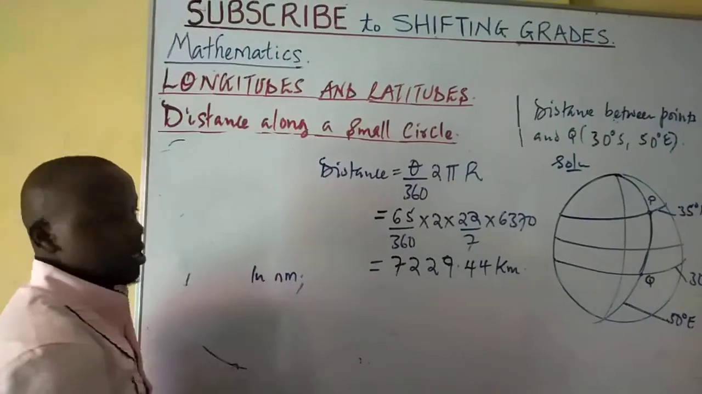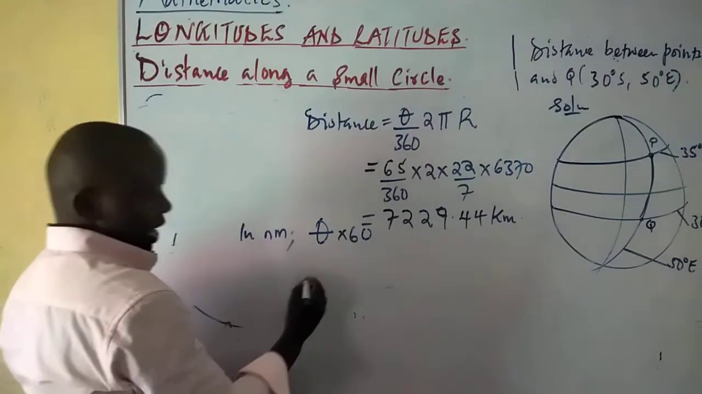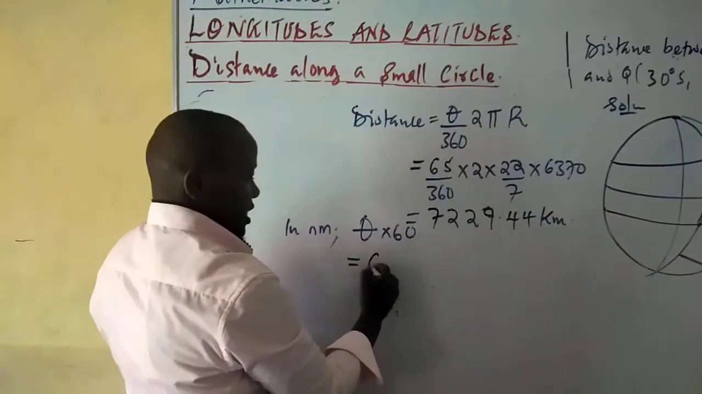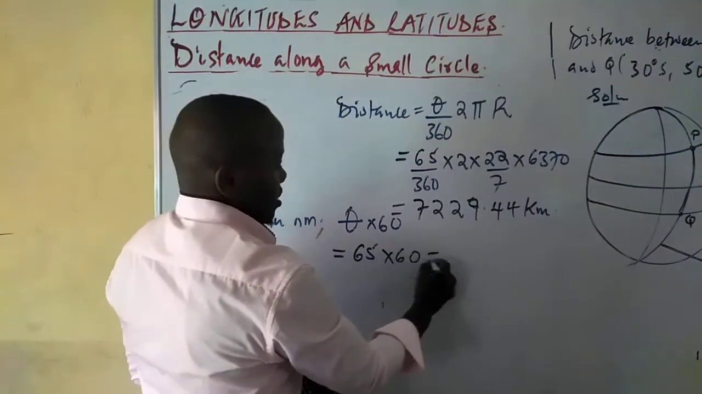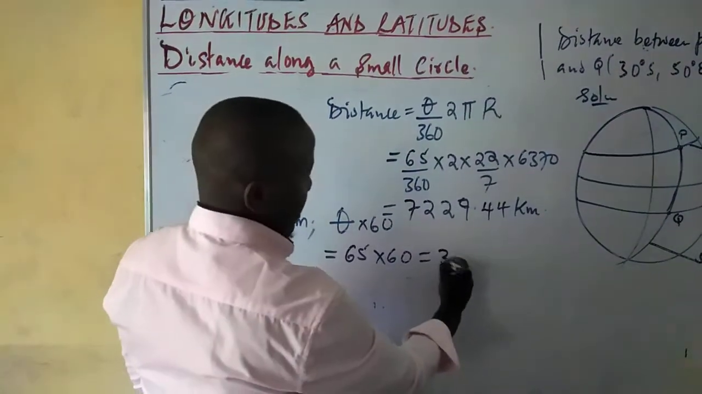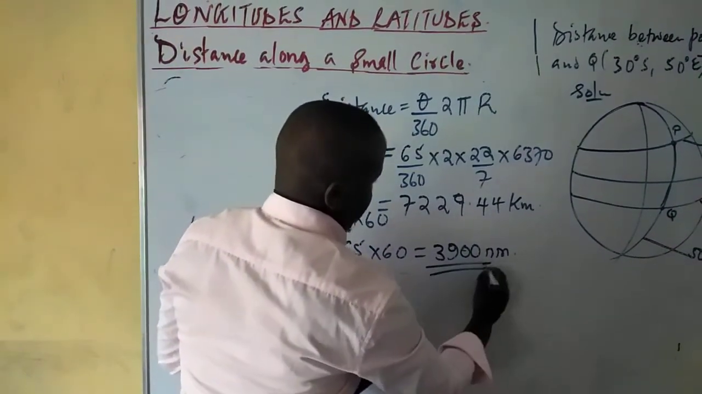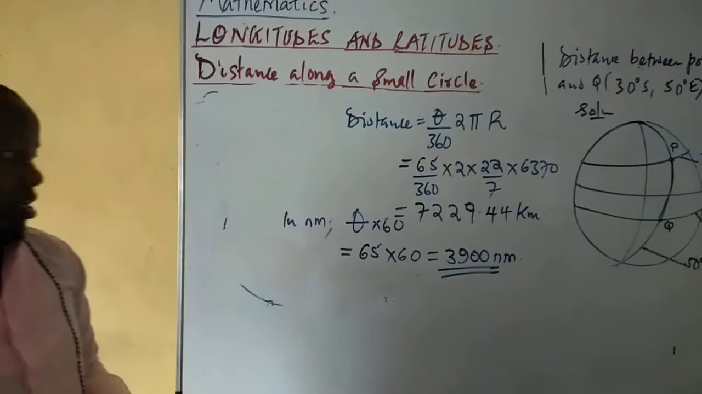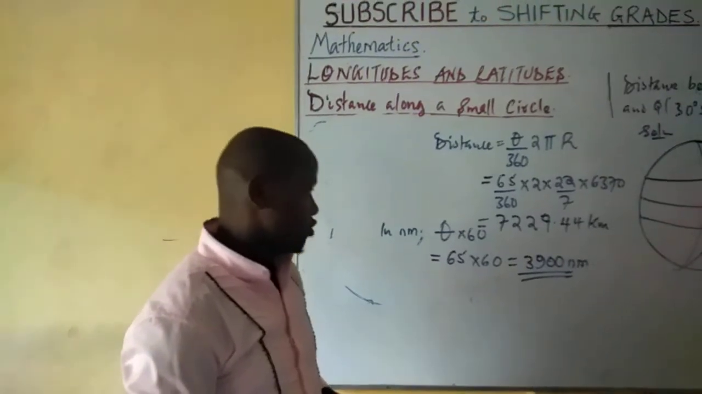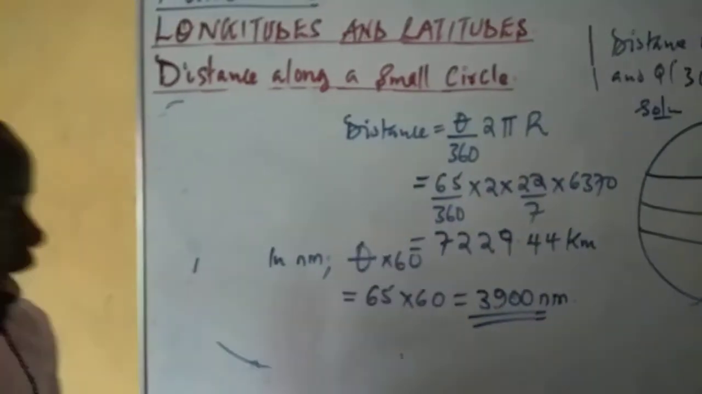In nautical miles, we know that the distance is theta times 60. And the theta is the change in latitudes, which is already calculated as 65, so 65 times 60. This gives us 3900 nautical miles. Therefore, the distance in nautical miles is 3,900. The distance in kilometers is 7,229.